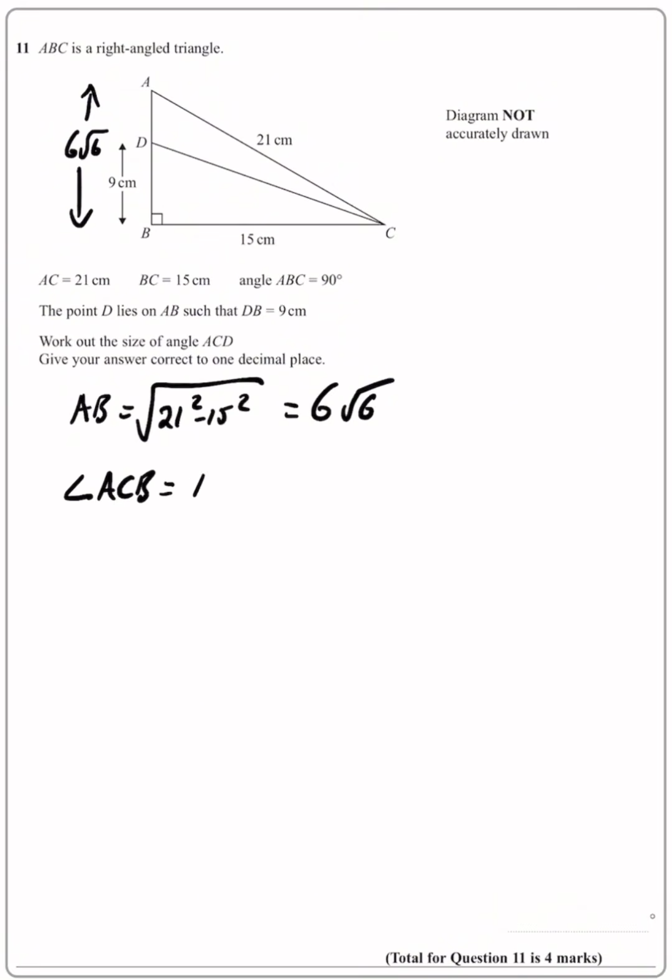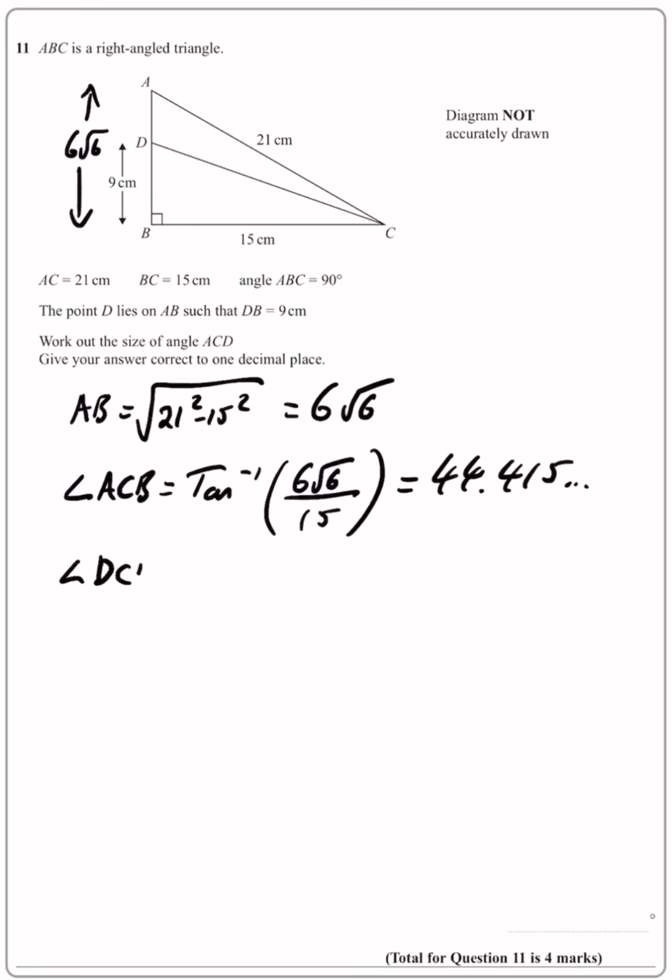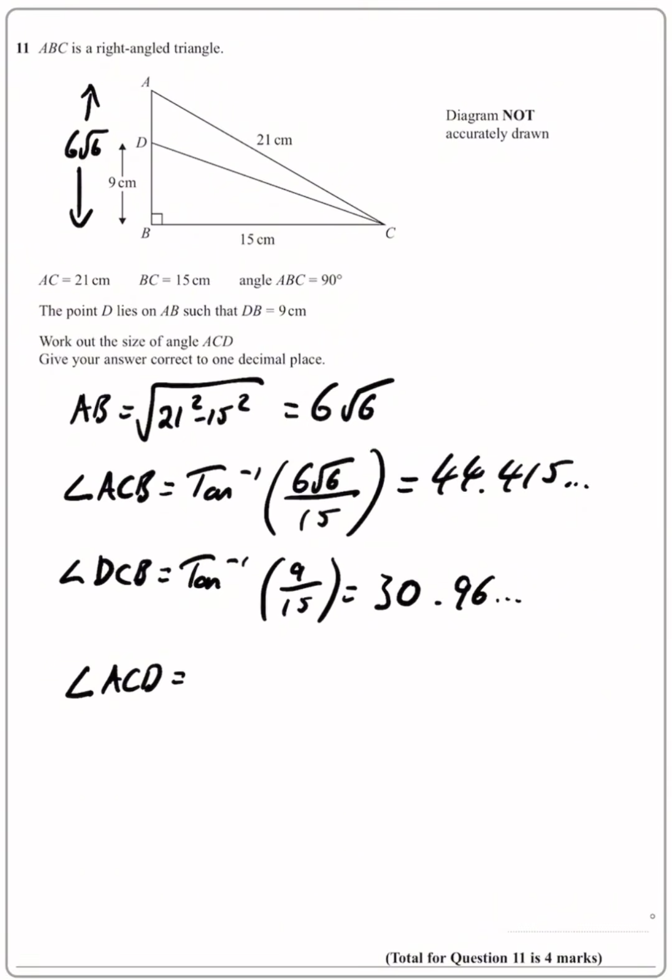For angle ACB, we can do SOHCAHTOA on the larger triangle. We have the opposite and the adjacent, you could use the hypotenuse if you want to. Any path through that is fine. So inverse tan of the opposite over the adjacent, 6 root 6 over 15 is 44.415, etc. For DCB, we can do inverse tan of 9 over 15, which comes out as 30.96, and the difference between the two is 13.5 when I subtract one from the other.